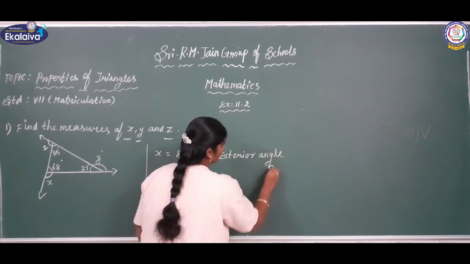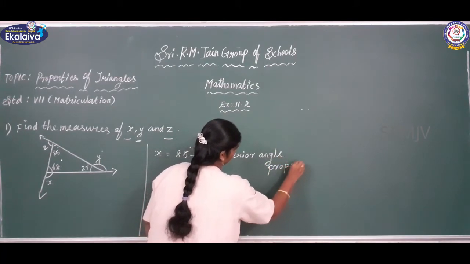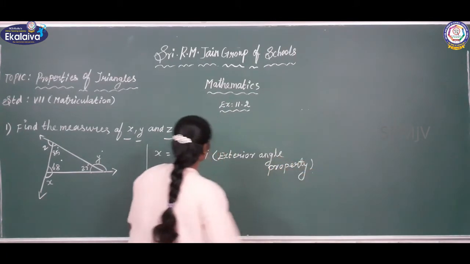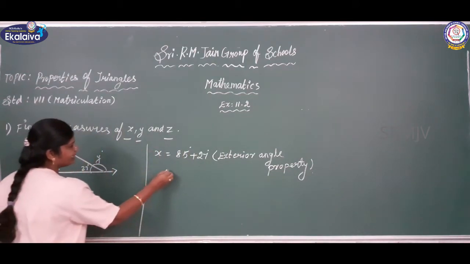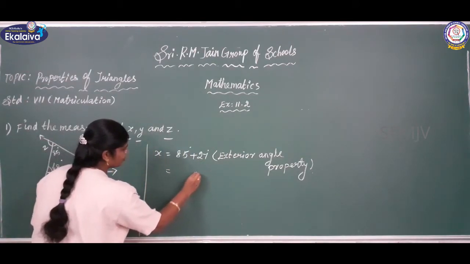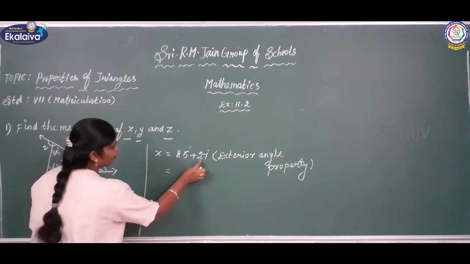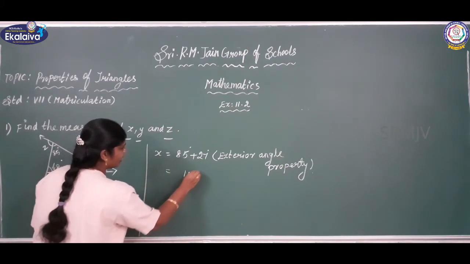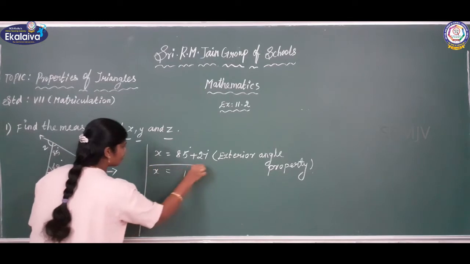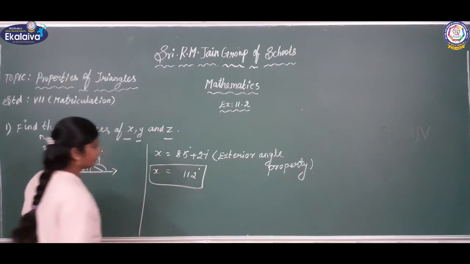Exterior angle property. Okay. So, now you should add it here. 7 plus 5 is 12, 2 remaining 1, 1 plus 2 is 3, 3 plus 8 is 11, 112 degrees. X equal to 112 degrees.